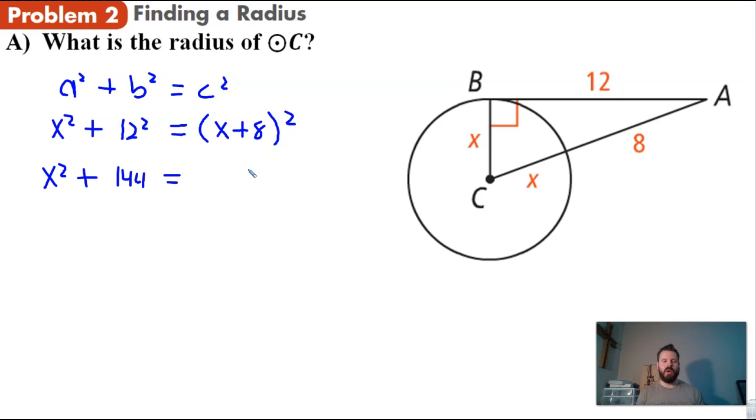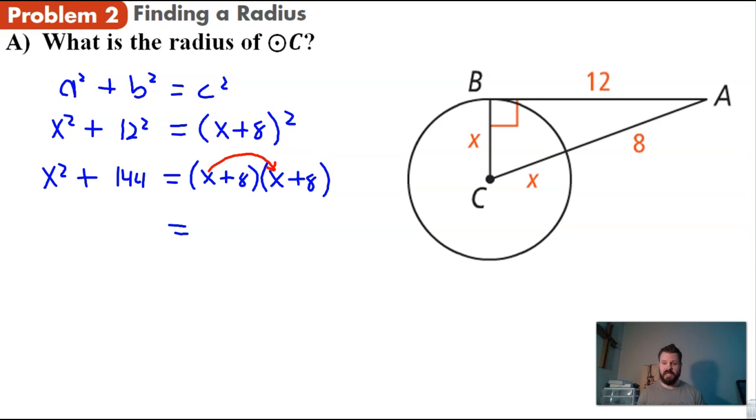Well, when I say I'm squaring something, that just means I'm multiplying it by itself. So in other words, x plus 8 times x plus 8. And then reminder, how do I multiply two binomials, two-term factors together? Well, one way to think about it is with the FOIL method, where I multiply the first, the outer, the inner, and the last, and just add all those together. Okay, so let's do that here.